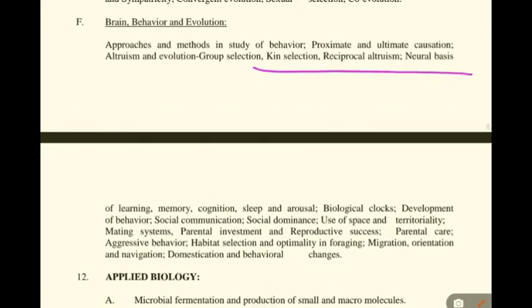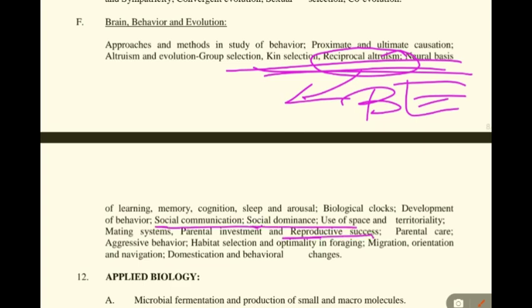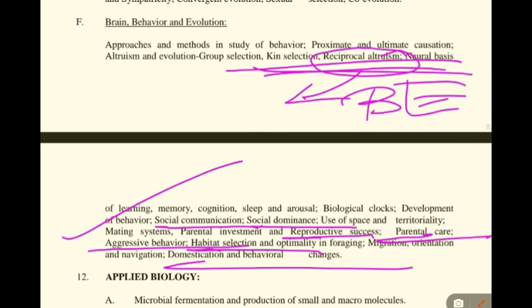Next about kin selection, reciprocal altruism, that is behavioral ecology. This is about behavioral ecology. Social communication, social dominance, reproductive success, parental care, habitat selection, domestication, aggressive behavior, mating patterns. This is about behavioral ecology.